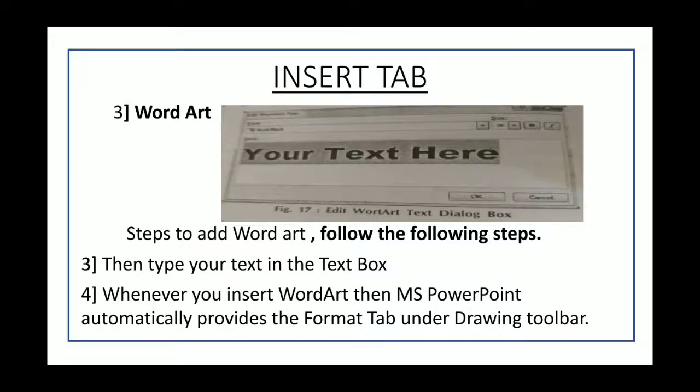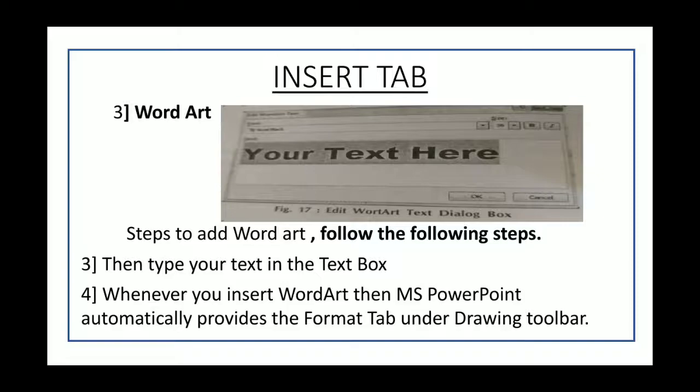Next, whenever you click on that word art, automatically the edit word art text dialog box will be displayed on the screen. Then type your text in the text box. You have to type here the text which you want on the word art. That text you have to type here.